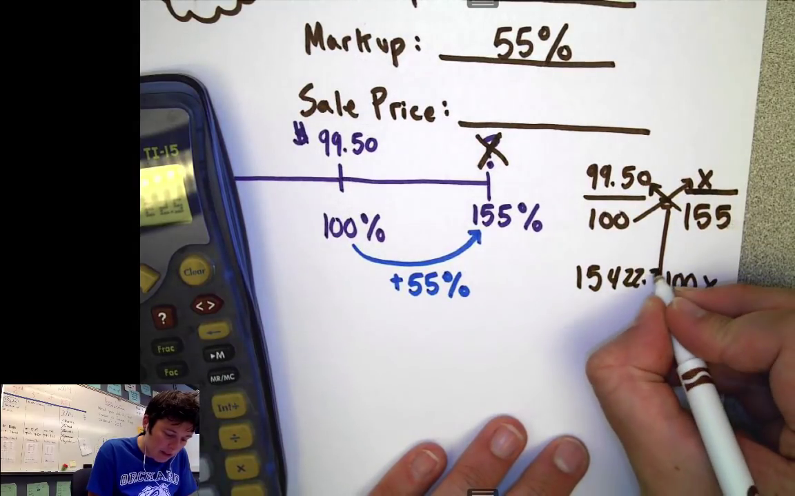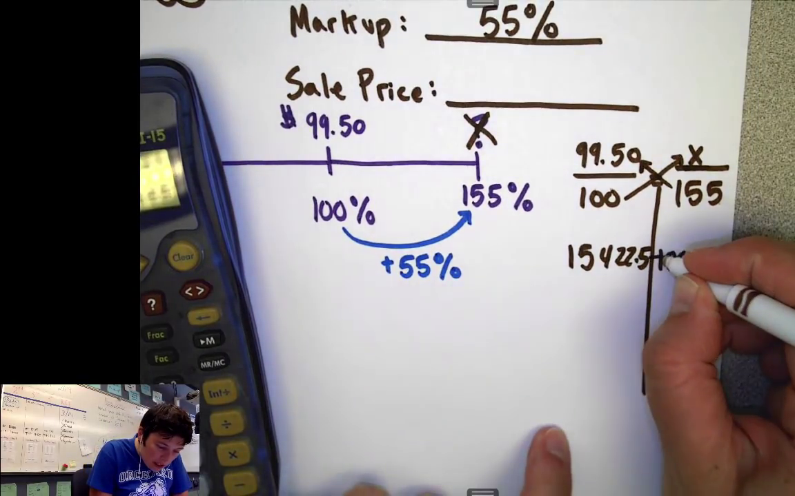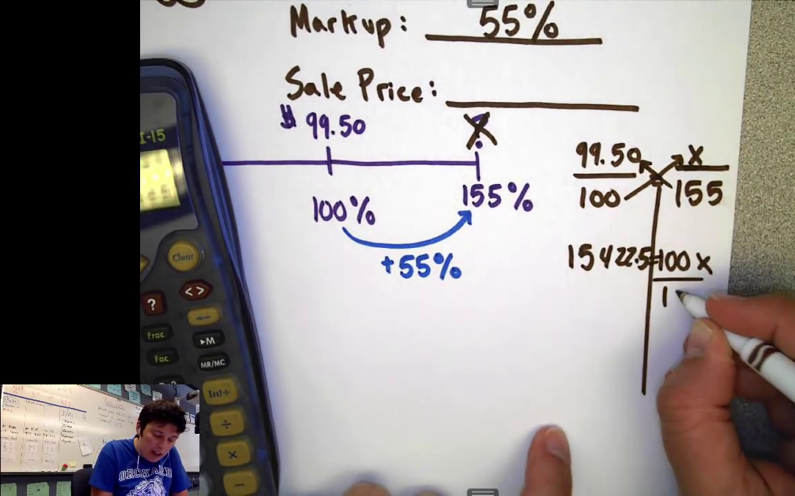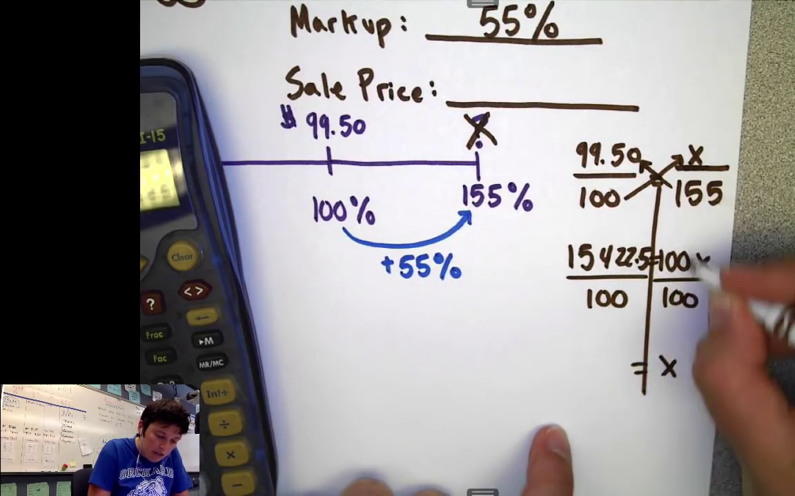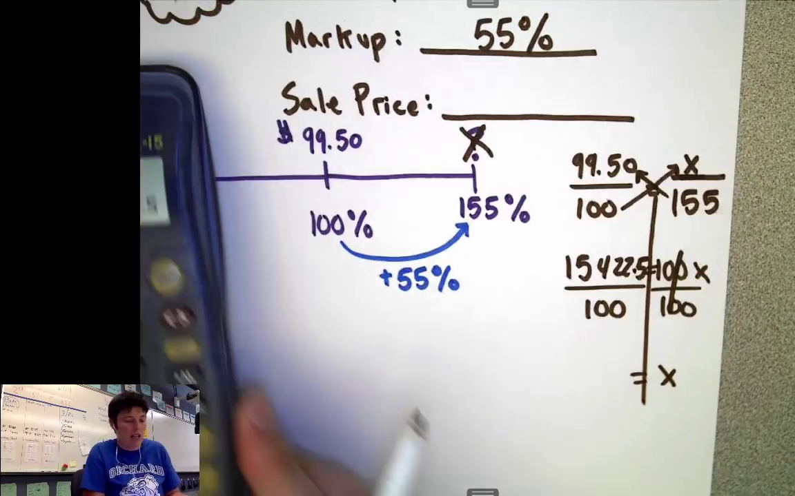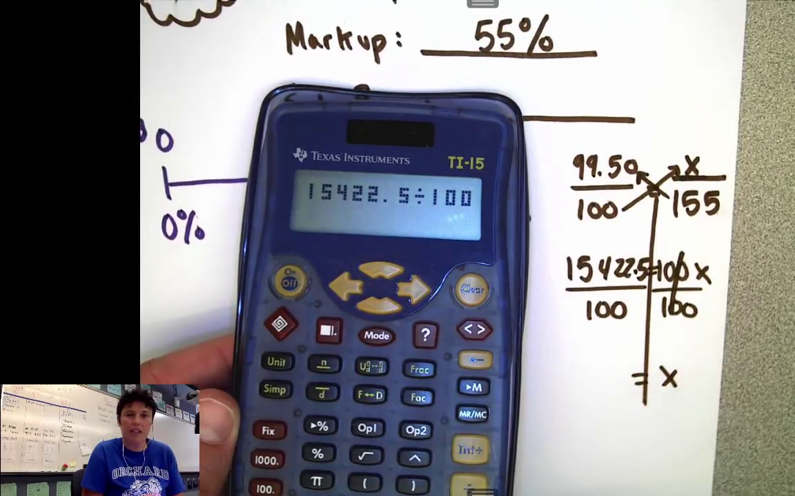15,422.5. I keep double reading it, making sure I'm right on that. Okay, big number. So little equal sign in the middle. Let's divide by 100. Move that decimal point. I'm going to just keep my number in my calculator and divide by 100. I know what that's going to do.